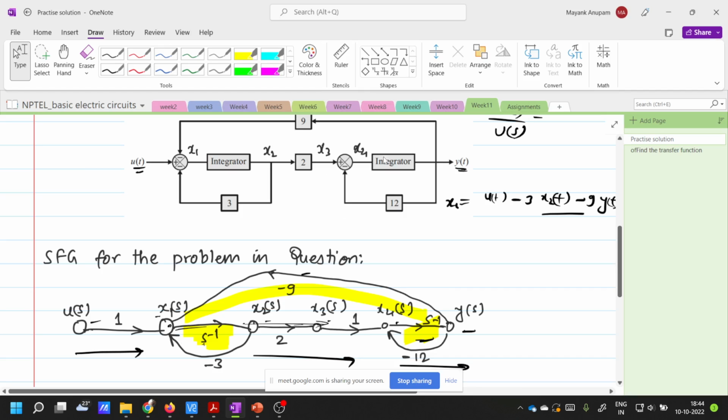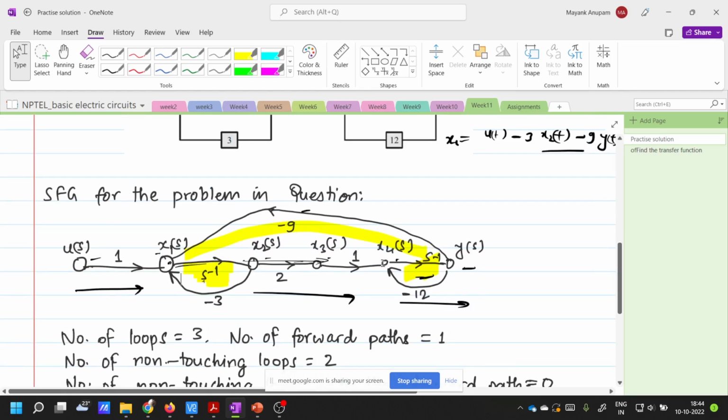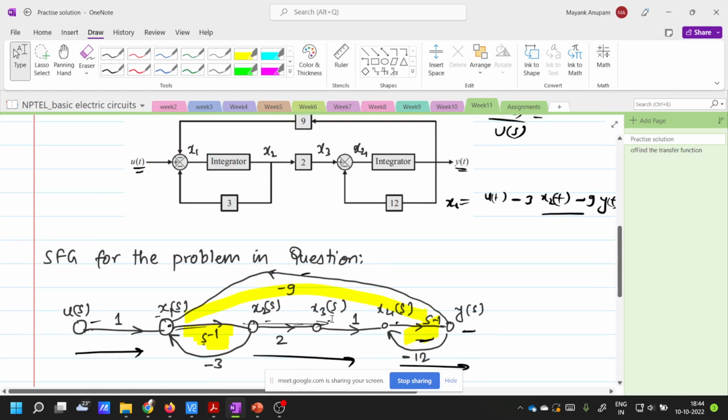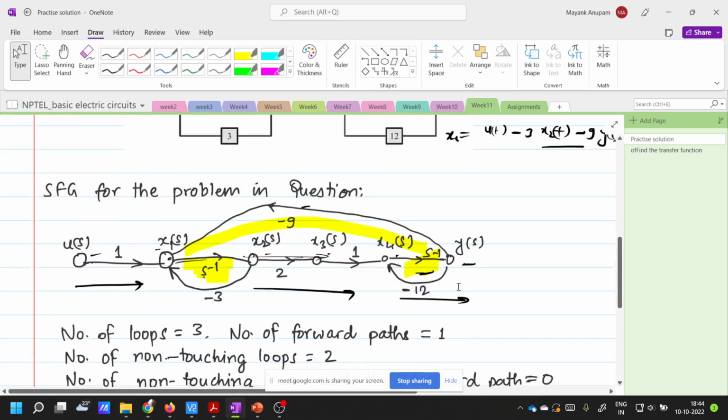Now from x3 to x4, what is x4? x4 is again the addition of x3 and the feedback y of t multiplied by 12 and then subtracted at this node. So that is x4. That is what you do: you multiply x3 by 1, add here, and multiply y of s by -12 and then add here, and that is x4. From x4 to y, you simply have an integration operation, which is again the same thing, s inverse.